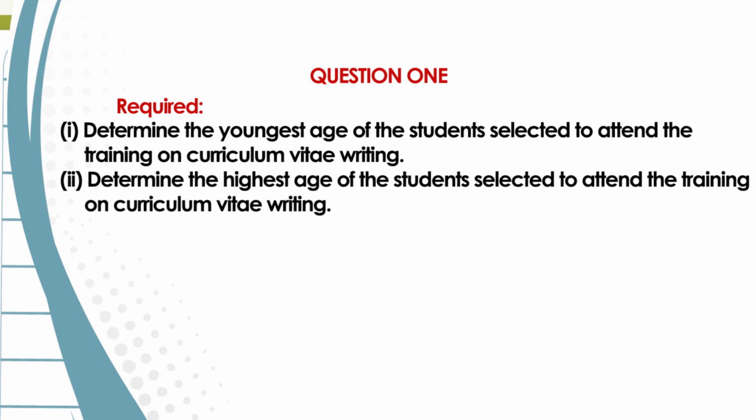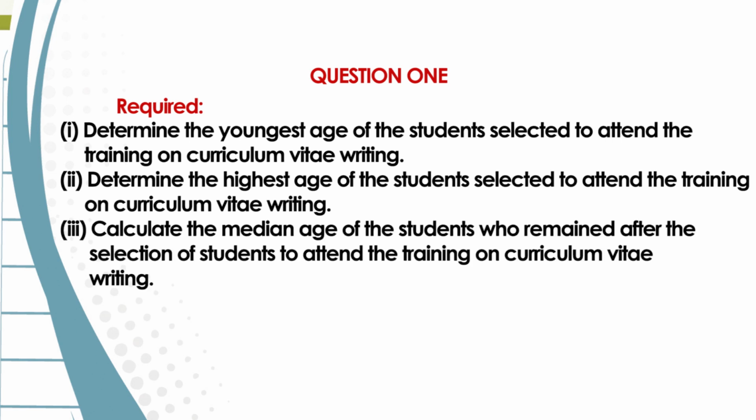Roman 3, calculate the median age of the students who remained after selection of students to attend the curriculum writing, 4 marks again, as you can see there. So in that case, you must have garnered 20 marks of that particular question 1.